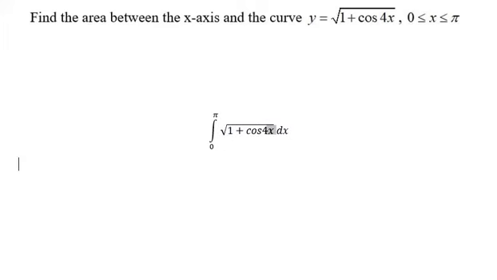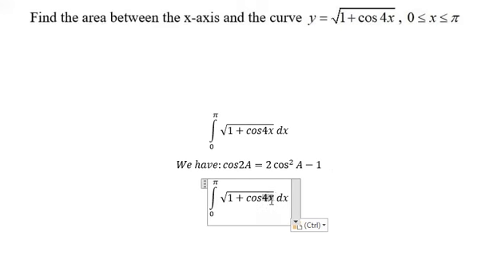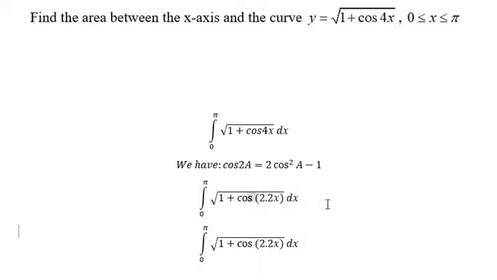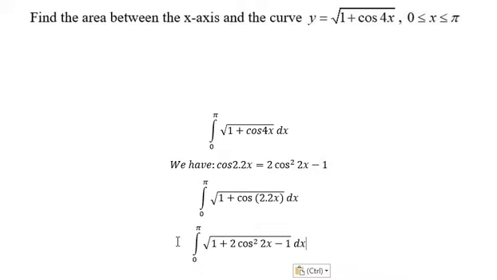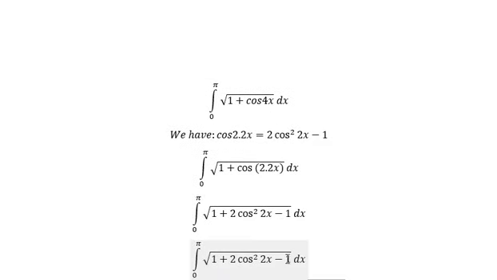Next, we have the formula in here, that's cosine 2a equals 2 cosine squared a minus 1. About cosine 4x, that's 2 multiplied by 2x. So we see that we have 2x, and we need to change it into 2 cosine squared 2x minus 1. So we put this one to replace this one. 1 minus 1 will cancel.